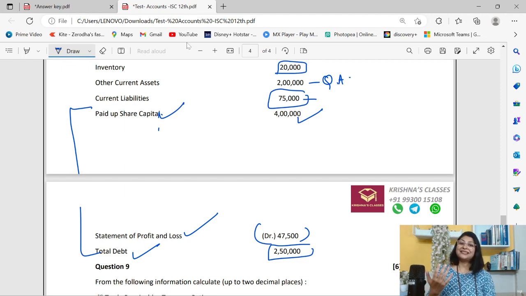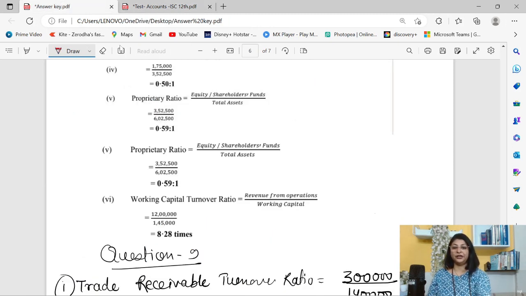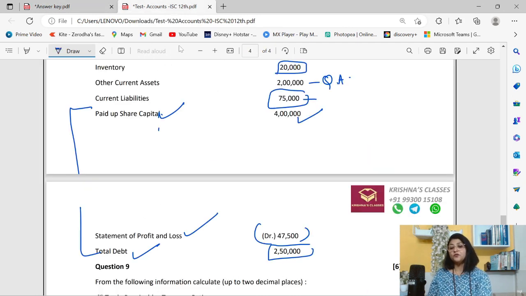So total assets is equal to total debt plus equity. So total of these things will be considered to be total asset, and equity we had already calculated. So here you see, this is your 6,02,500 total asset. How did we get to total asset? Total debt plus equity is equal to total asset. Like this we reach. The next ratio which was asked was working capital ratio.